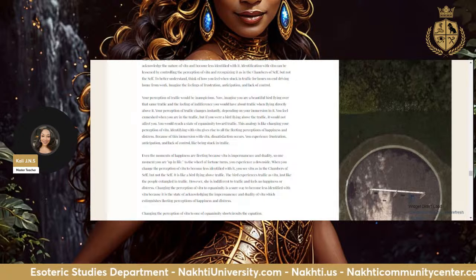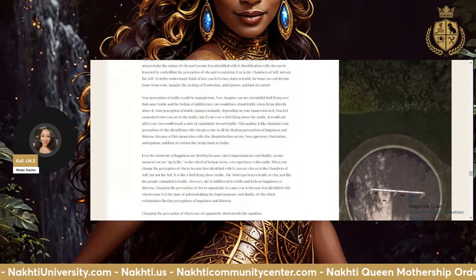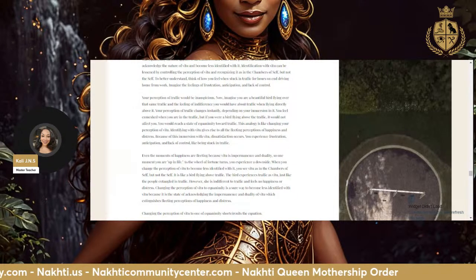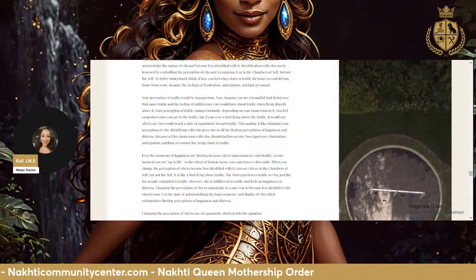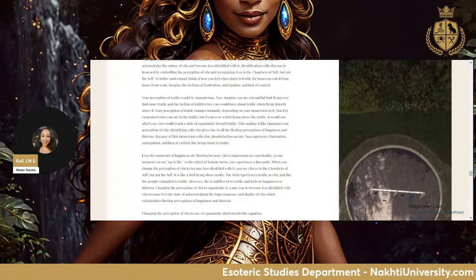You reach a state of equanimity towards traffic. That's how the mind is. It's like it's changing your perception of information. All this information, all this information. You don't want to identify with it. Identifying with it is going to give you those moments of stress, those perceptions of happiness, those perceptions of sadness and distress because of your immersion with the information.